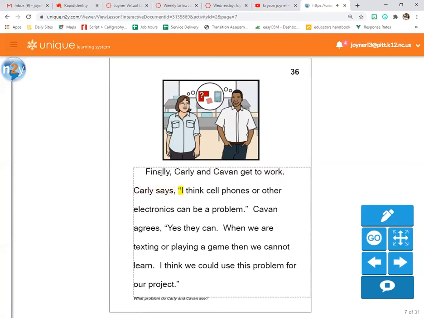Carly says, I think cell phones or other electronics can be a problem. Kavan agrees, yes they can. When we are texting or playing a game then we cannot learn. I think we could use this problem for our project.